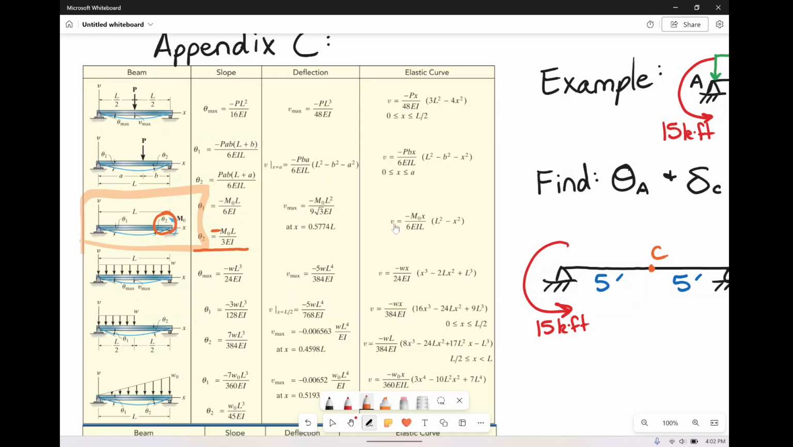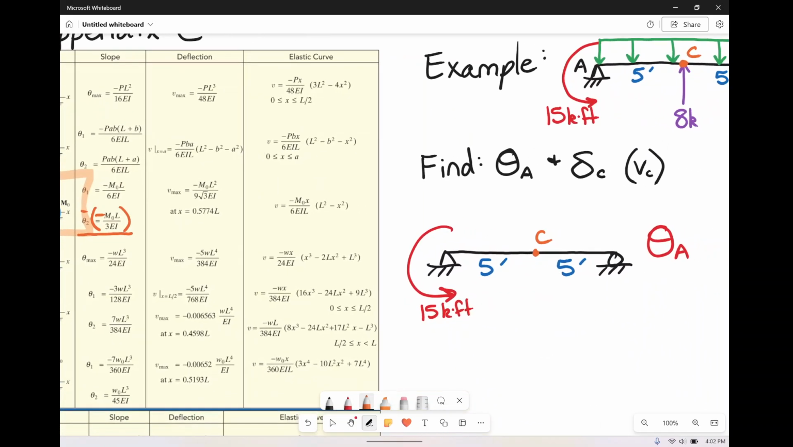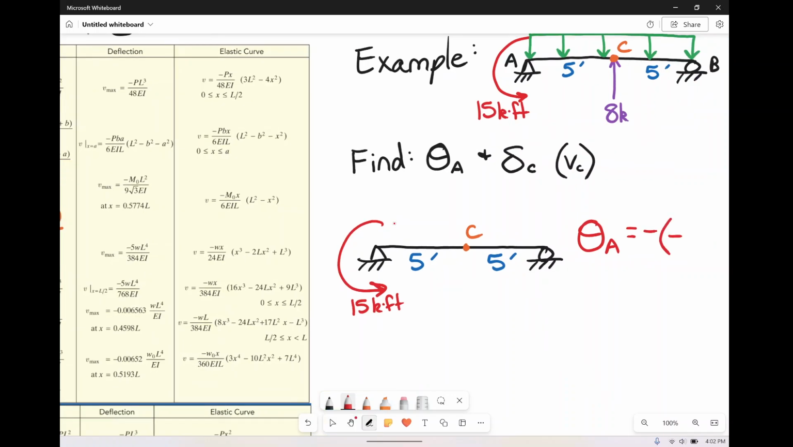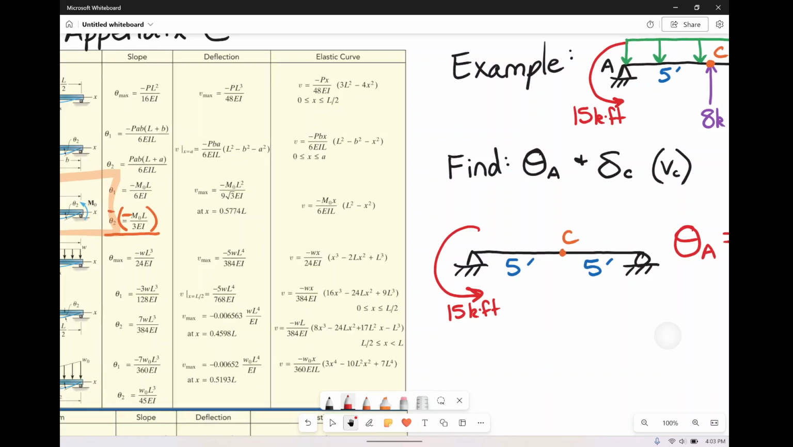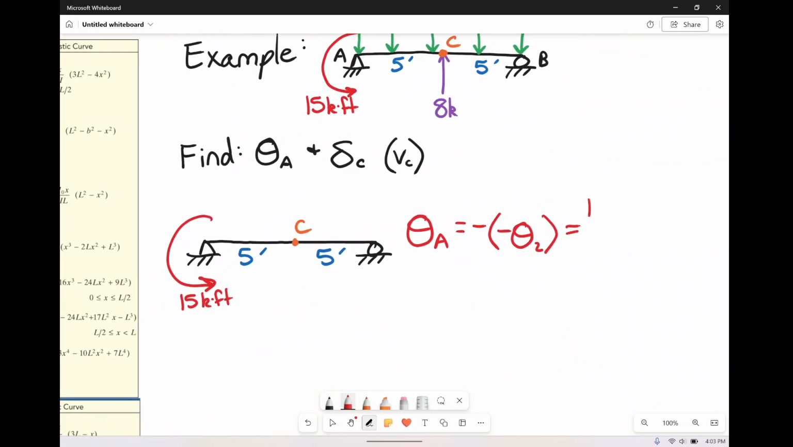In this case, this moment in our appendix here is ultimately pressing down from above. But in my case over here, I'm actually pressing up from below. So I'm going the wrong direction, and I'm going to have to add yet another negative to my equation. So ultimately, for my theta A, I'm looking at a negative theta 2 equation. That's going to be positive ultimately, which is M naught times L over 3 EI.